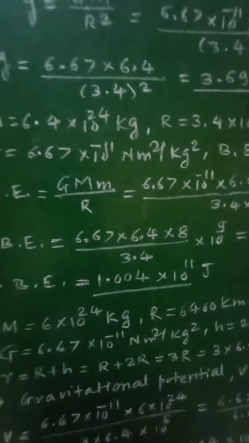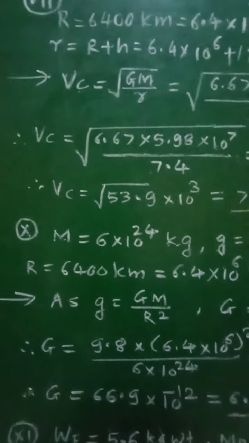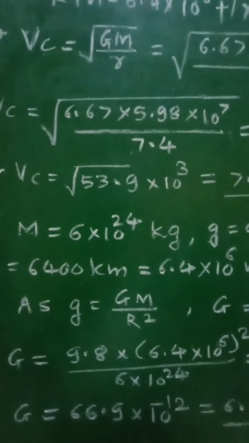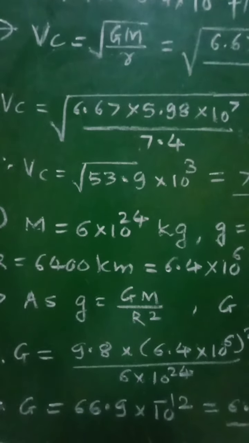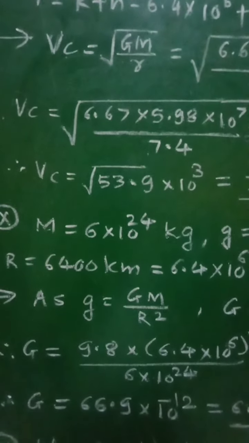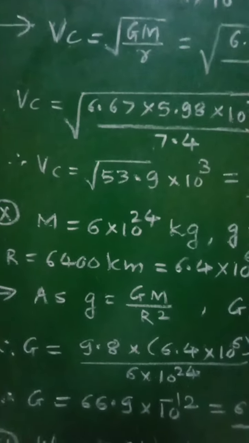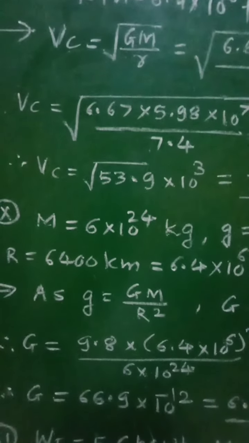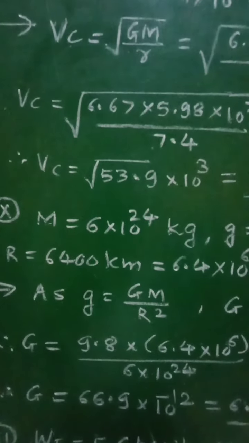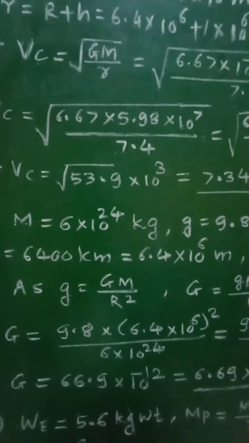Then we will go for numerical number 10, which is given as: calculate the value of universal gravitational constant from the given data. That is mass of the earth equal to 6 into 10 raised to 24 kilogram. Radius of the earth equal to 6400 kilometer and acceleration due to gravity on the earth's surface is 9.8 meter per second square.